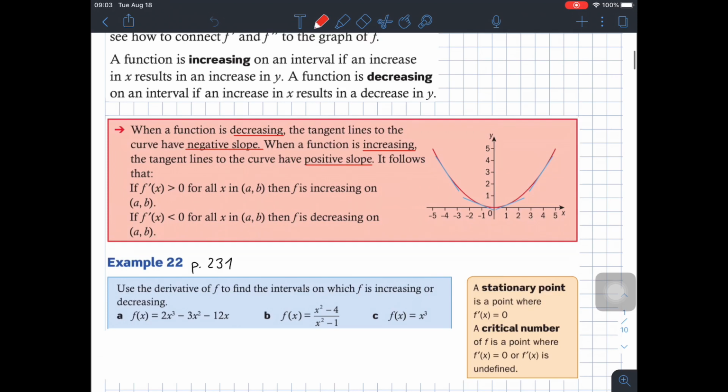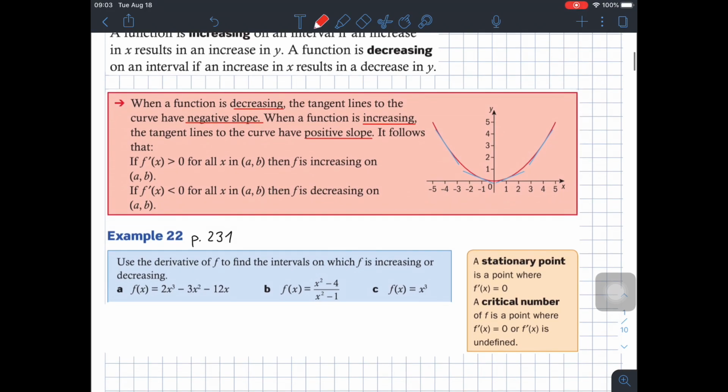Remember that what the first derivative tells us is, first of all, whether the function is increasing or decreasing. If the first derivative at a specific point is negative, it means that the function is decreasing. And if the first derivative at a specific point is positive, it means that the function is increasing, right?